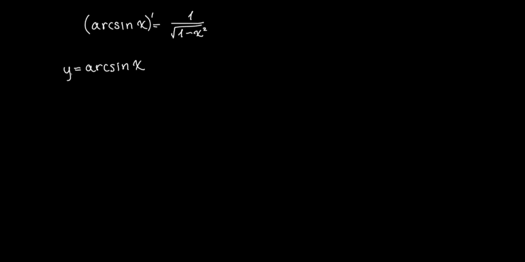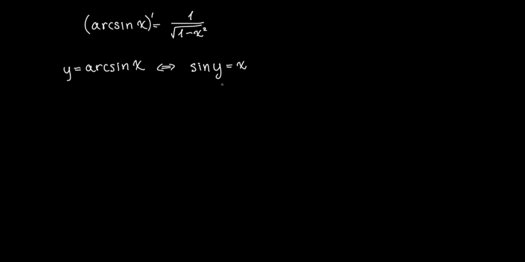So basically, we have a function y equals arcsine of x, and we are asked to compute its derivative. We can first rewrite this function in terms of a normal sine. This basically means sine of y is going to be equal to x. That's the definition of the inverse trig functions.